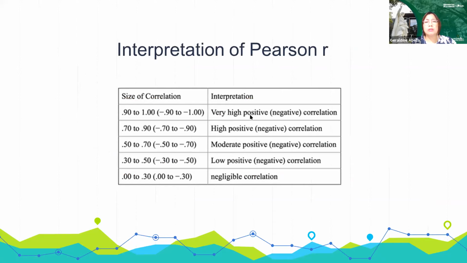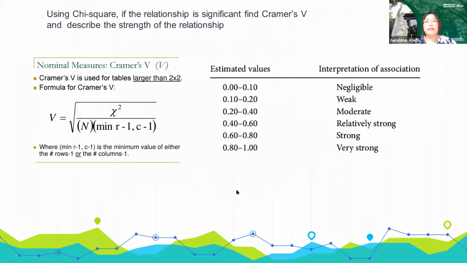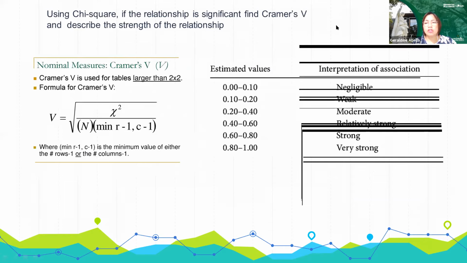But here is the interpretation table for the Pearson r. As what I've said, if it's close to 1, that would be a very high positive relationship, then moderate, low, and negligible. But if the test that is used is the chi-square test, you have to use the chi-square value. If the test shows that there is a significant relationship between the two nominal variables, you have to find the Cramer's V to describe also the association or correlation. You can also search this in Google and interpret the association, whether it is very strong, relatively strong, moderate, weak, or negligible.